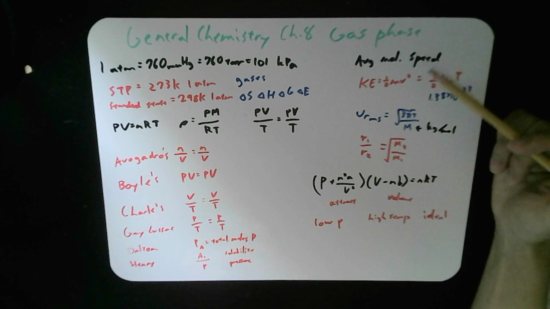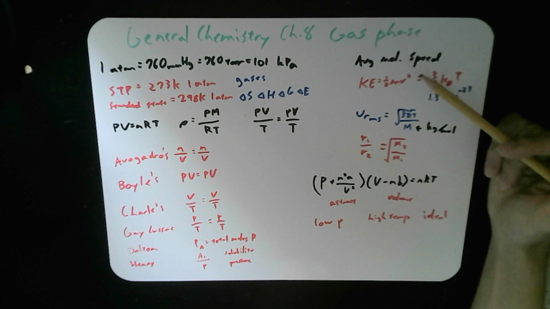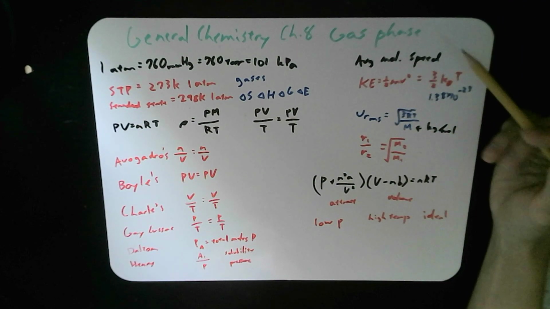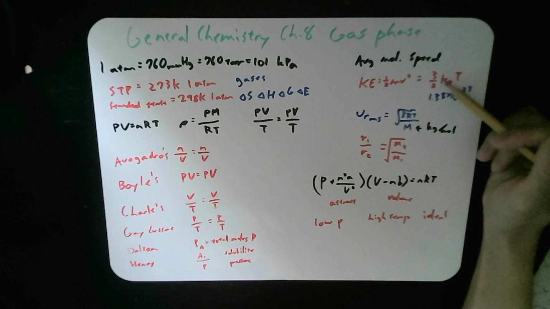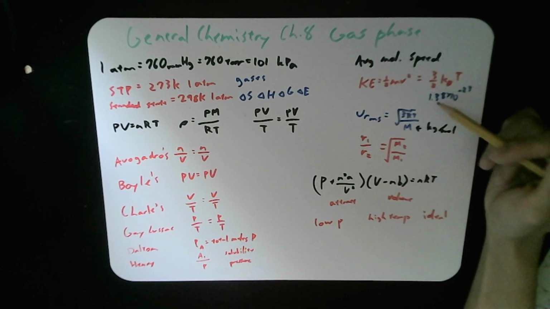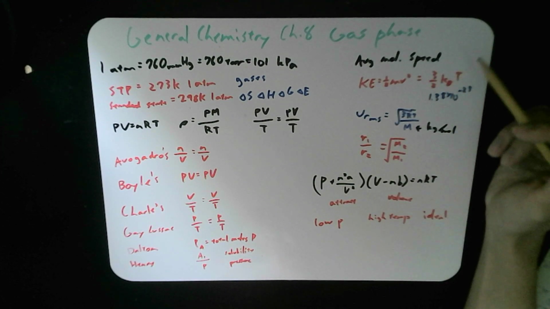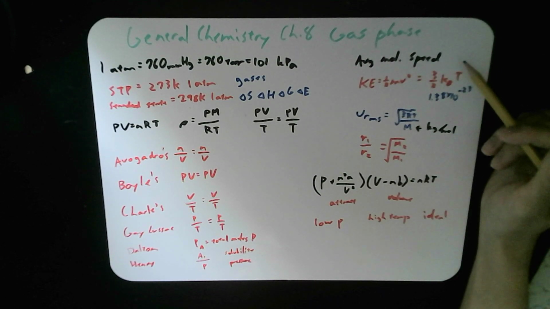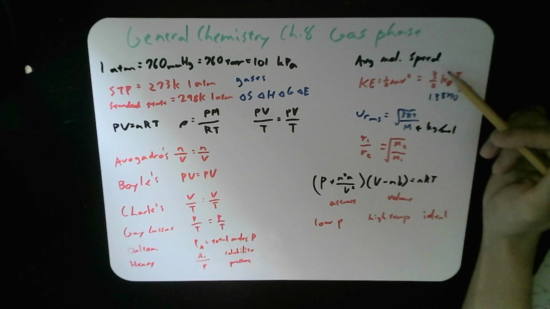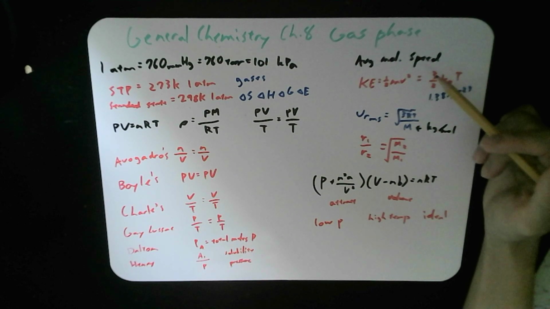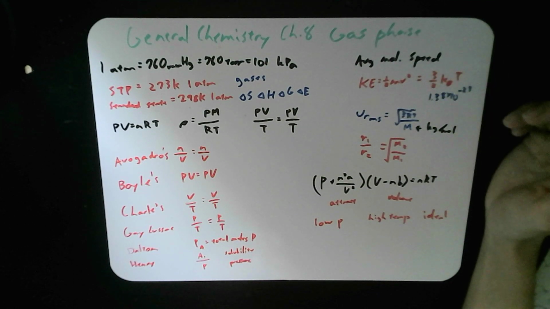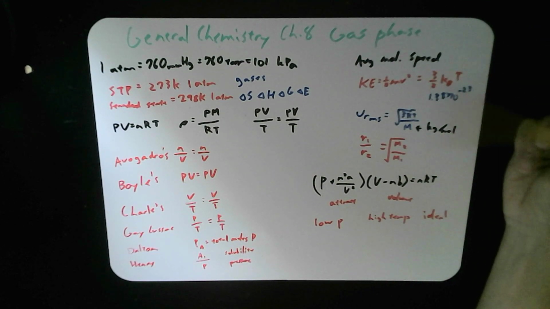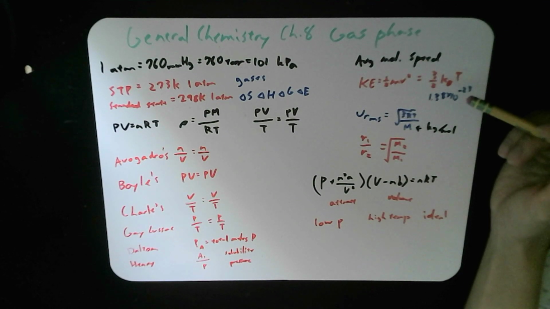Okay, and we also have average molecular speed determined by kinetic energy equals half mv squared. We know that from kinetics and force, but we can also use Boltzmann's constant, which is 1.4 times 10 to the negative 23, roughly, times 3 over 2 times temperature. That is just substituted for using the average mass and average speed of gases. Boltzmann's constant is experimentally determined.